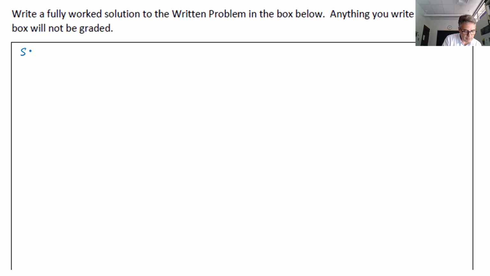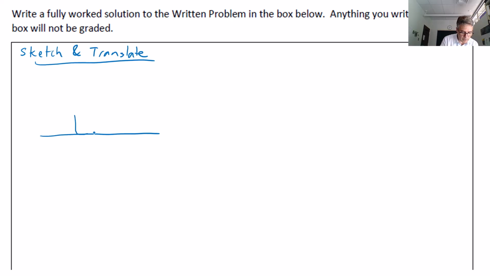So first thing I'm going to do is sketch and translate. I always like to redraw the problem. I've got a box here, and this is the tension force, and here's this angle theta. And what's happening is we've got mu sub s. So tension is what we need to find.